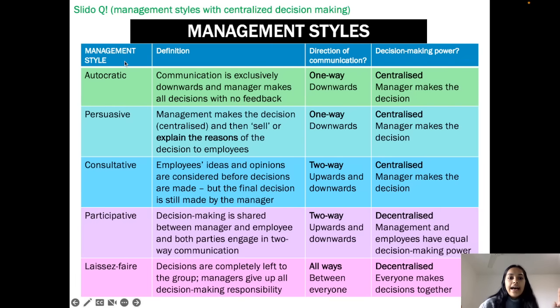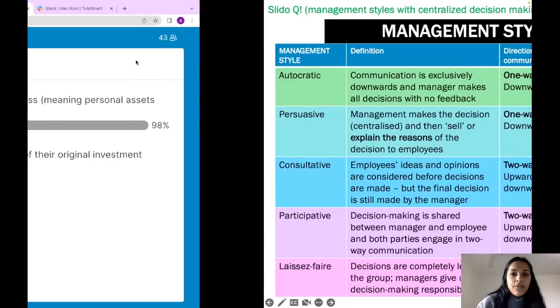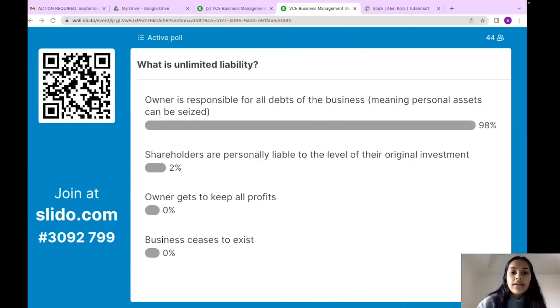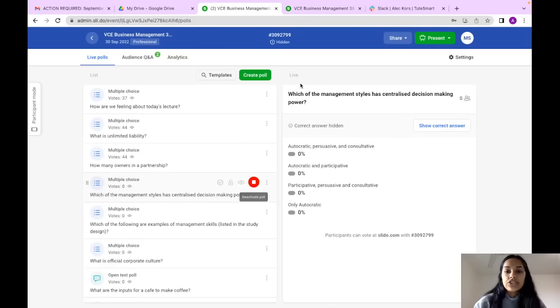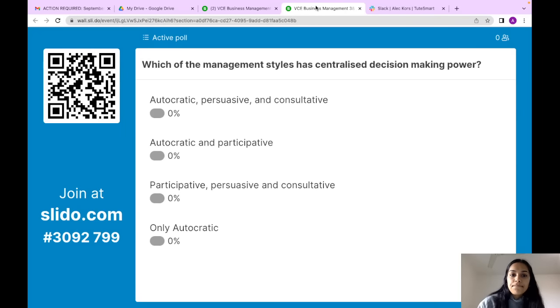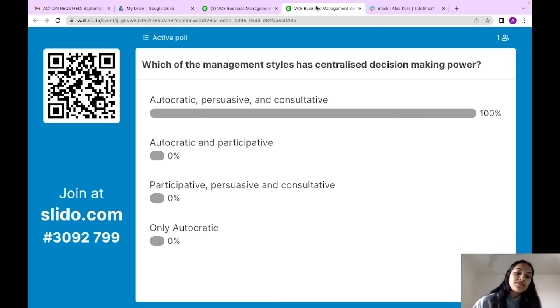All right, another Slido question. So we have our different management styles. Before I go through the management styles, can we remember which management styles have centralized decision-making power? So is it autocratic, persuasive, and consultative, or is it autocratic and participative, or is it participative, persuasive, and consultative, or is it only autocratic?